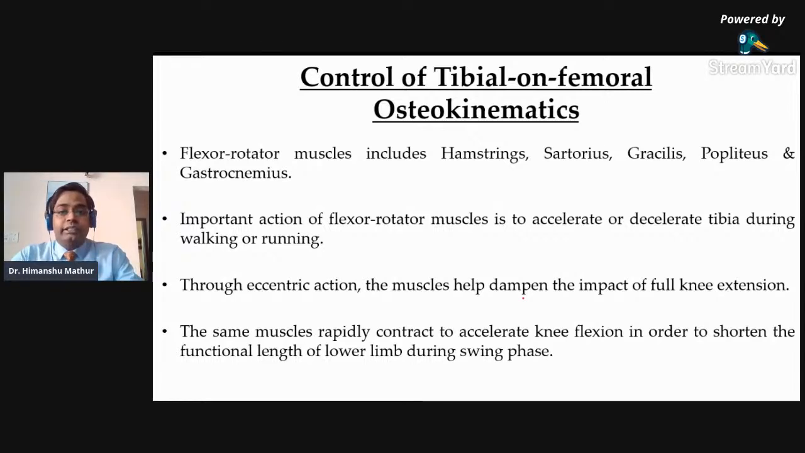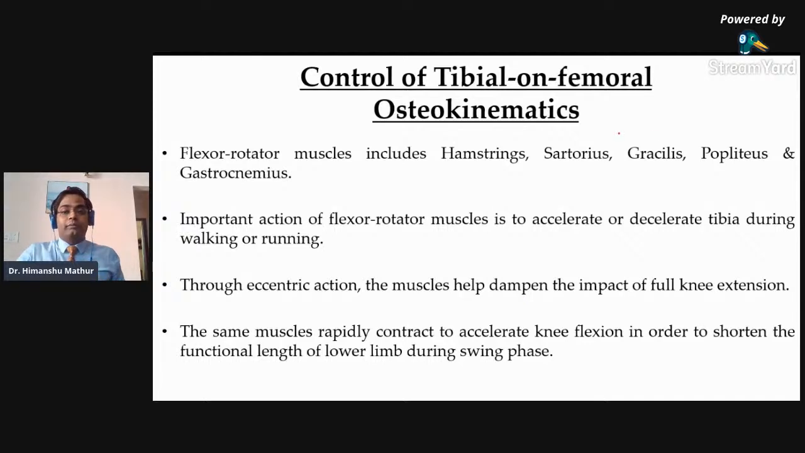Now, control of the tibial on femoral osteokinematics. Now we are talking about the open kinematic chain here. The major work being done in the open kinematic chain, especially in the flexion region, is by the flexor rotator group of muscles. Whenever the knee is going into flexion, this flexor rotator compartment works in a concentric pattern, and whenever the knee goes into extension, this group works in an eccentric pattern to control that particular motion.